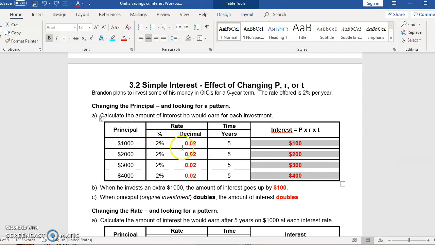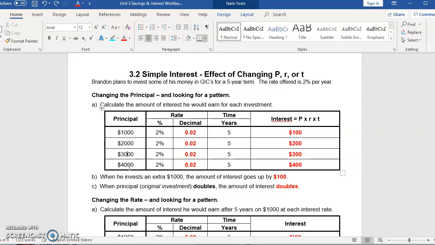So 1,000 times 0.02 times 5 equals 100. 2,000 times 0.02 times 5 equals 200. This one equals 300. This one equals 400. So when he invests an extra $1,000, from 1,000 to 2,000, 2,000 to 3,000, 3,000 to 4,000, the amount of interest you get goes up by $100, right?